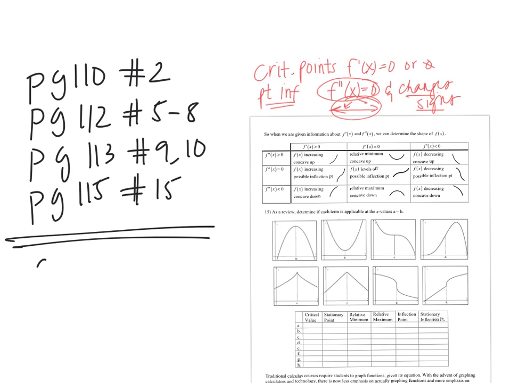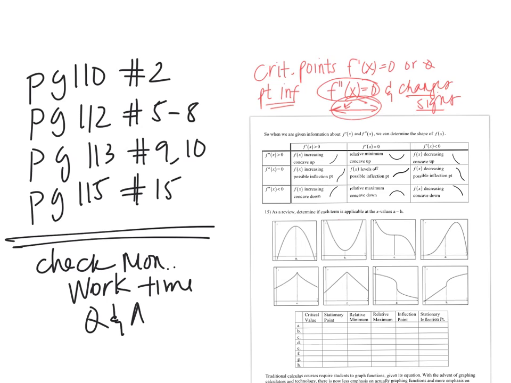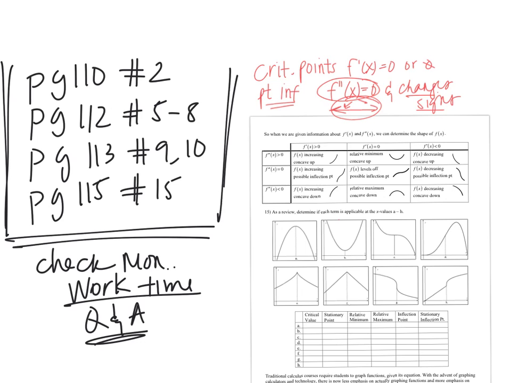We'll check these in class on Monday, and you'll have some work time and time for Q&A on Monday on these problems. Please feel free to ask me any questions as you try these on your own, and be prepared to ask questions on Monday as we take an opportunity to stop, rest, and assess how we're doing with these. Thanks, guys.